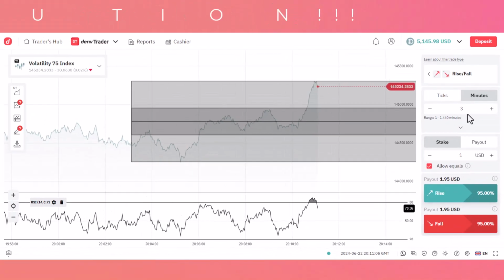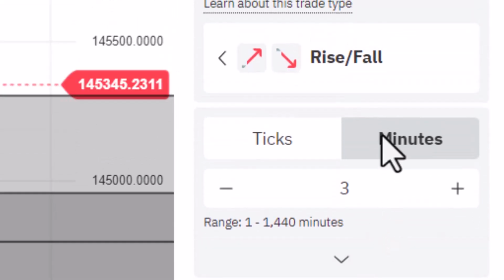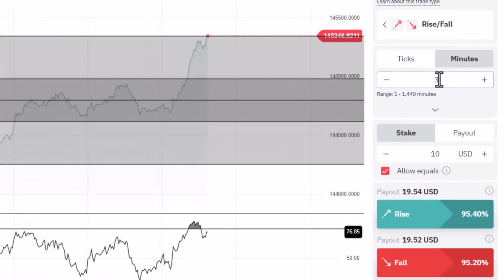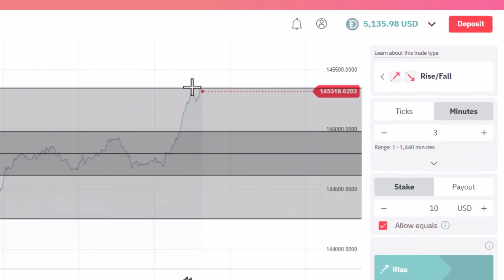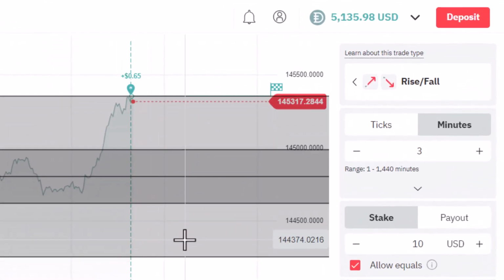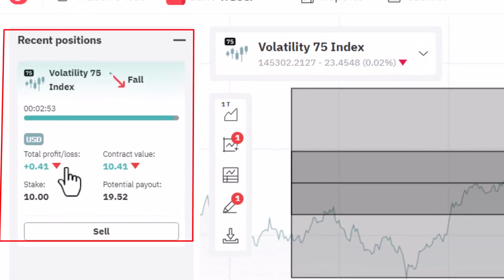So what I will do next is to select my stake. I want to use $10, and then select the duration. I want to use 3 minutes, and then I would say sell. The market picks up the trade for me, and then it begins to sell right there. Can you see that?